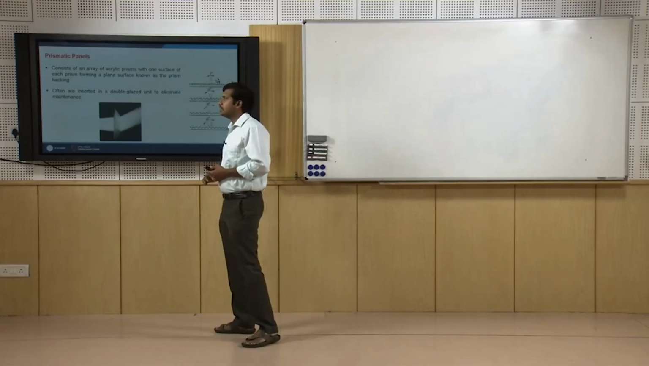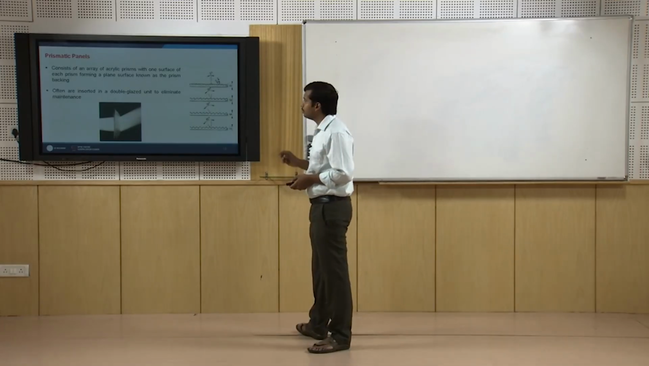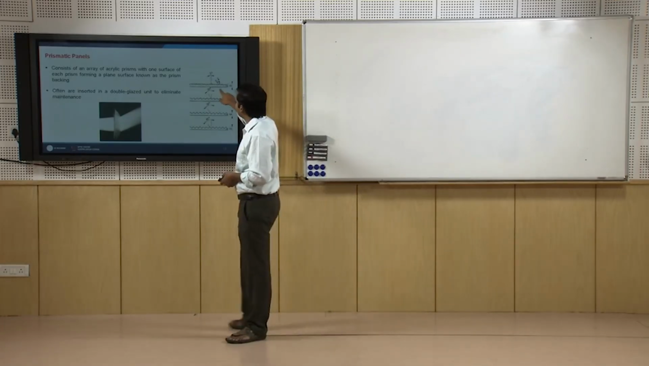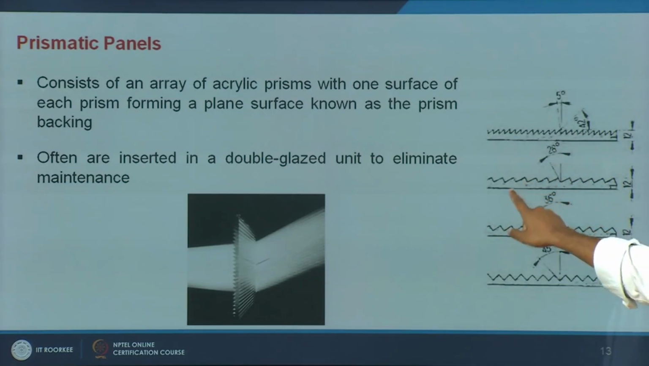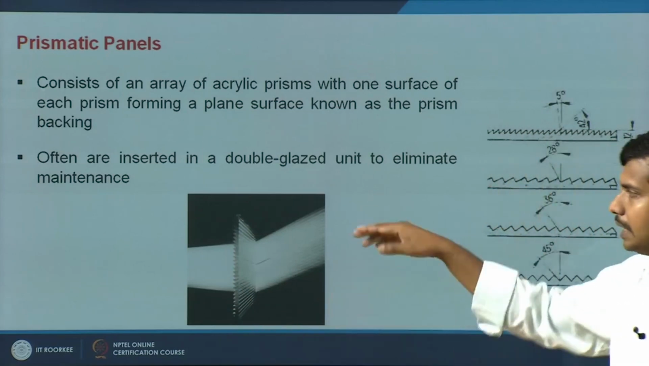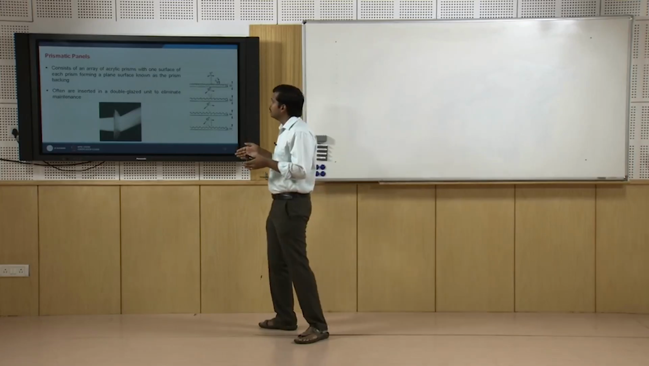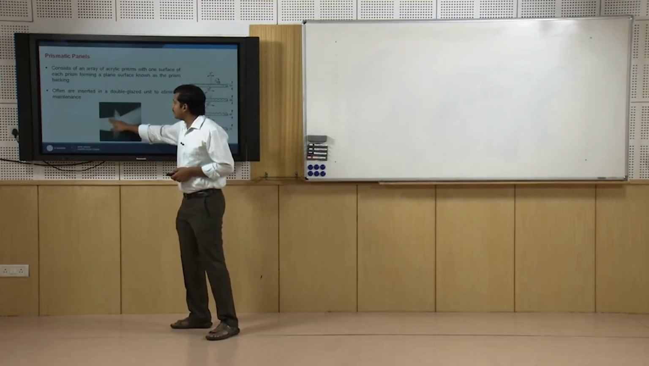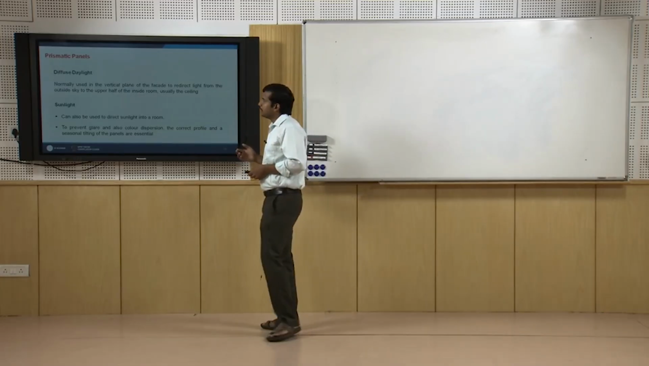Another concept which is in use is called prismatic panels. These are typically acrylic panels which are cut, and each one of them acts as a prism. The shape, the angle and the size of it determine the reflection which is happening. They are mostly inserted into double glass units like we saw in the previous case. Between two panes these are inserted, and this will reflect and diffuse the direct light which is falling on it. Different types are there.